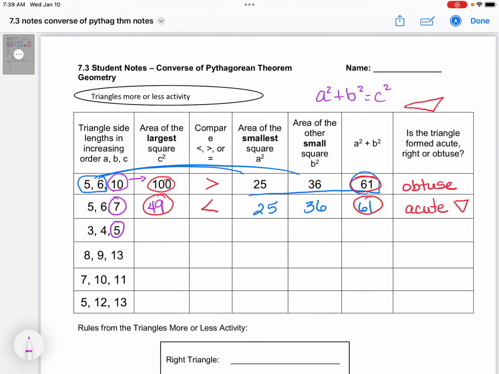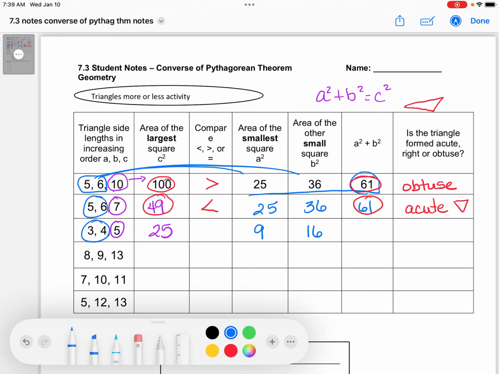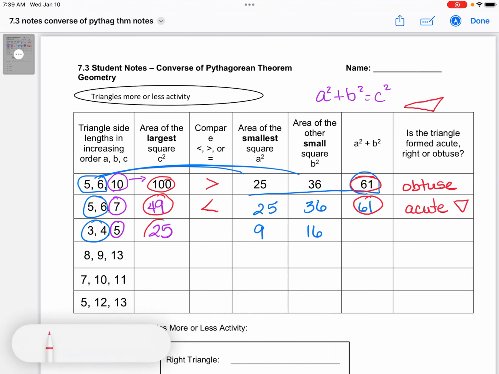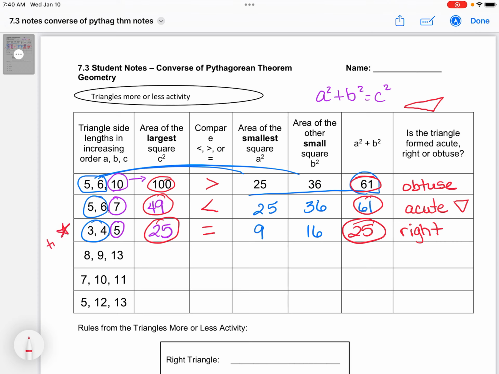All right, biggest side, 25. Other two sides, 9 and 16. And 9 plus 16 is 25. So, those are equal. So it is a right triangle. And if you remember from yesterday's notes, this is a triple. And we talked about the triples and that we always know that they make right triangles if you recognize them or memorize them.